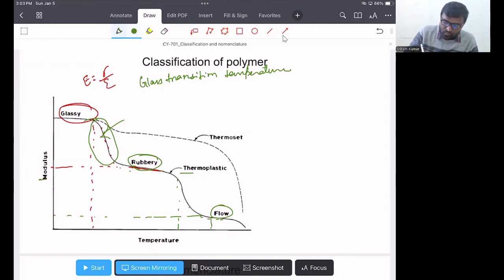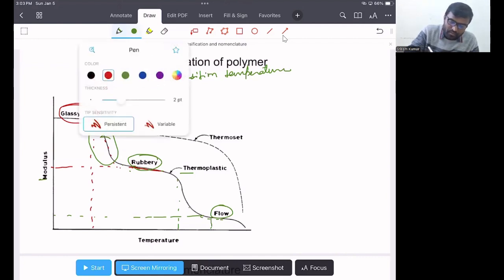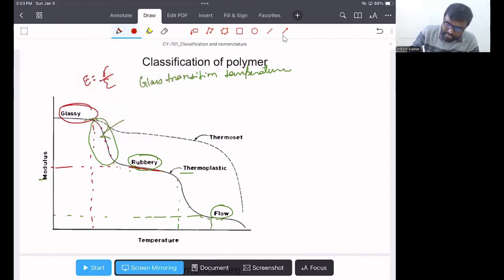And these observations can be reversible. So these properties can be reversible. This can go in this direction, forward, and backward as well. If we increase the temperature, the material transforms from the glassy state to the rubbery state to the fluid state. And if we cool down that material, then we go from the flow to the rubbery and the glassy state.